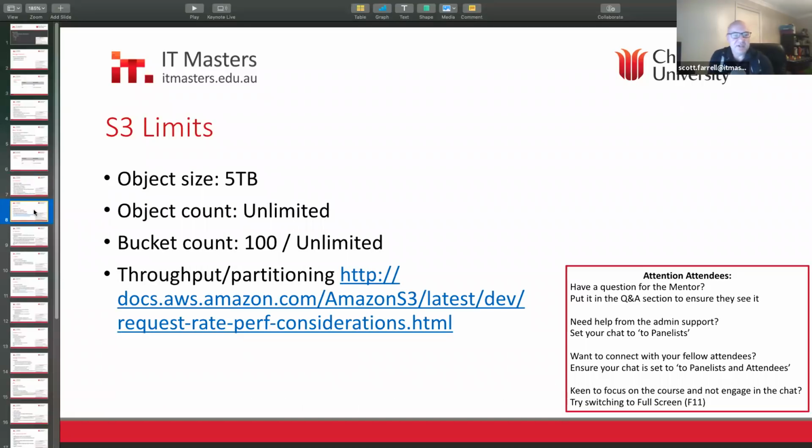There are some limits to S3. The object or file size can't be bigger than 5 terabytes. Object count, how many files you can store, is unlimited. And the bucket count: buckets are synonymous with folders. By default, you're only allowed to have 100 buckets, but you just put up a support request and say, I need 1,000 buckets or I need 10,000 buckets. So there's no technical limit. They just put a sensible limit on it to start, in case you accidentally do some coding and it creates 1 million buckets that you didn't mean to, and then they're hard to get rid of.